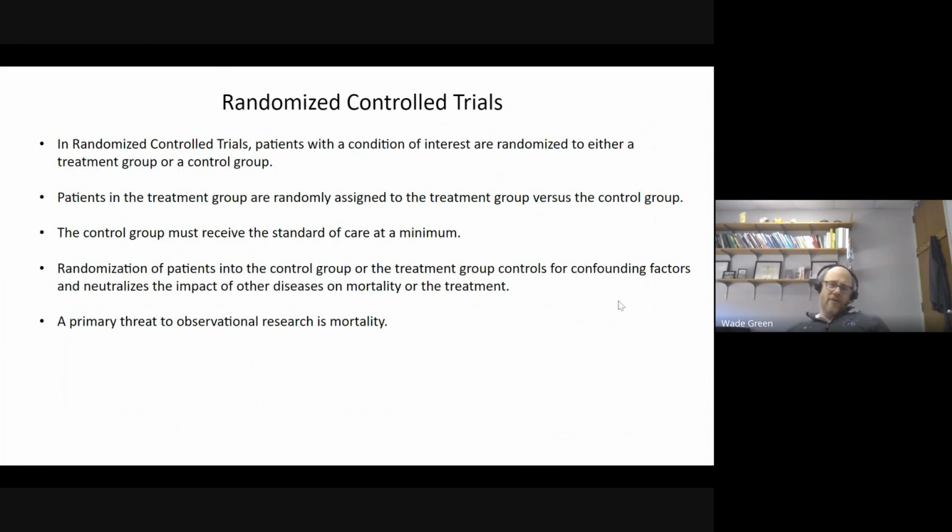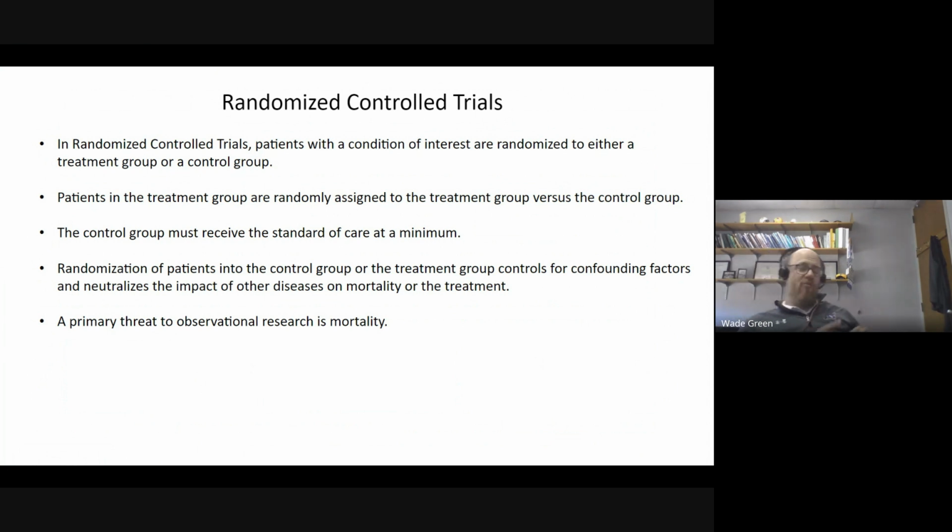Randomized controlled trials. This is where things change just a little bit. Randomized controlled trials are where we have patients with a condition of interest that are randomized to a treatment group or a control group. Patients in a treatment group are randomly assigned to a treatment group versus the control. Now, going back to the ethics portion of our class, super important, in our randomized controlled trials, those in the control group, if they're not receiving an experimental treatment, have to receive the standard of care at a minimum.